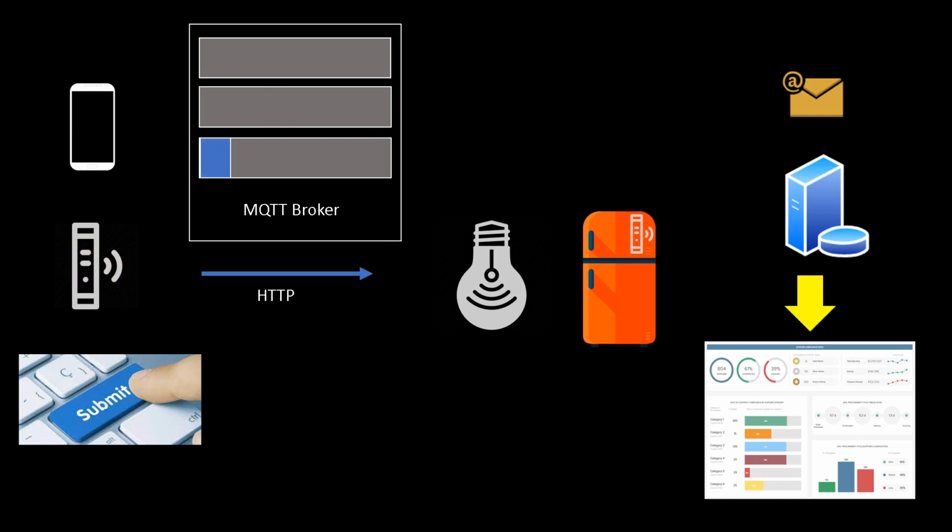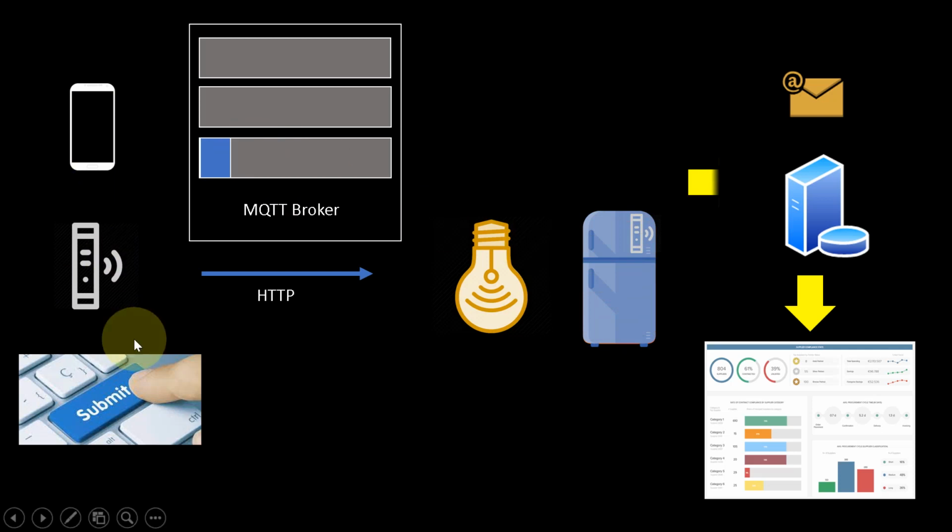Notice that a couple of messages are sent. Let's say this message is to turn on the bulb. This message is consumed and the bulb is turned on, and then this message is consumed and the temperature of the fridge is reduced, just by using a mobile app or a web app.